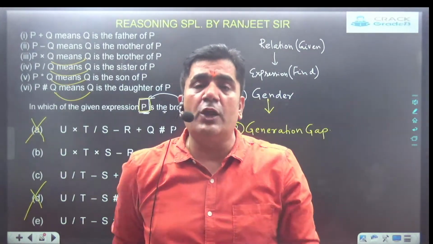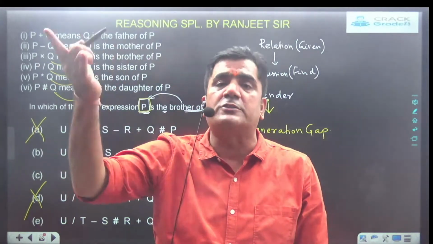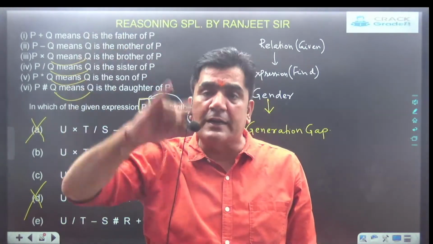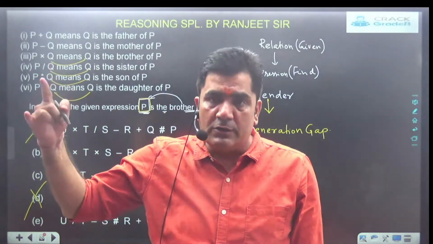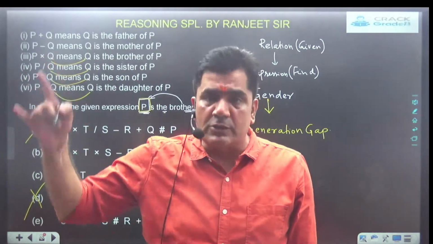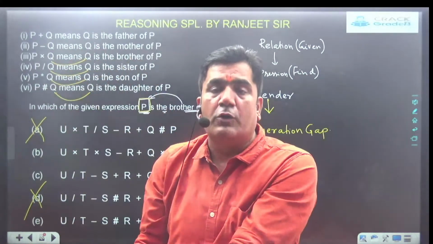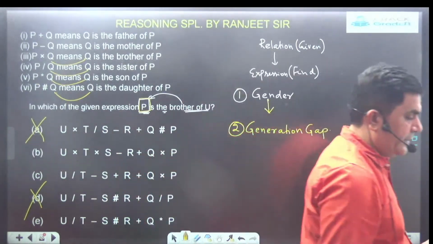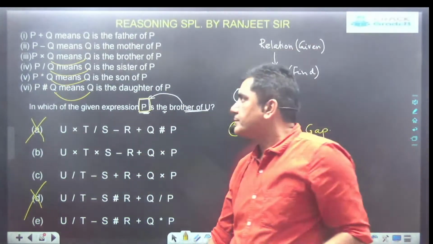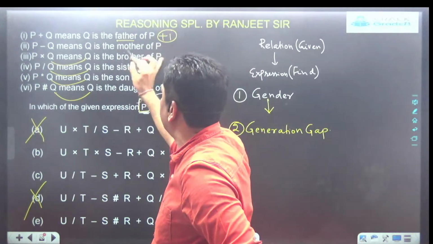Father-in-law will be 1 generation up, so I will write plus 1. Mother-in-law plus 1. Aunt plus 1. Uncle plus 1. Niece is nothing but my brother's or sister's daughter. So my brother's or sister's daughter means 1 generation below. Below means minus 1. Clear?